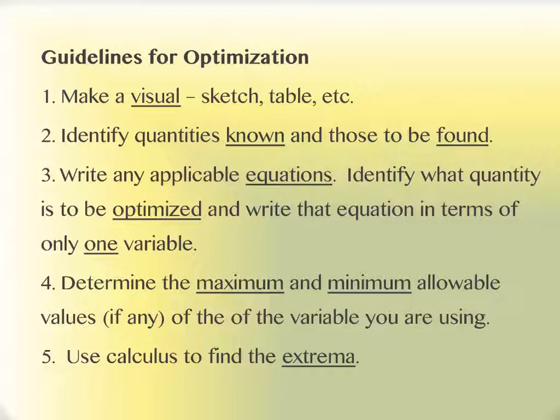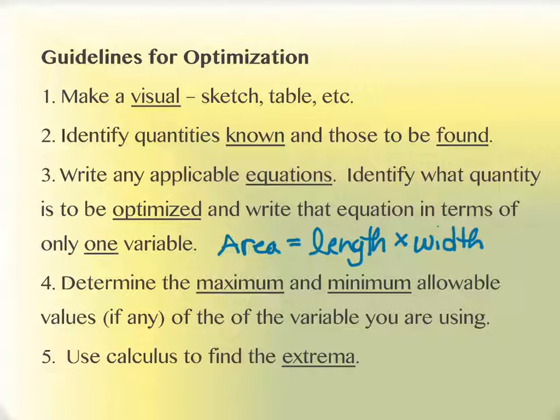Like, for instance, one of the ways that we talk about area, let me just pause here to give you some kind of perspective on this, is we say area is length times width, right? Well, you can't have a variable for length and a variable for width and talk about optimizing area, because then you have two variables on the right. So somehow you've got to get rid of one of those variables. That's what it's referring to.